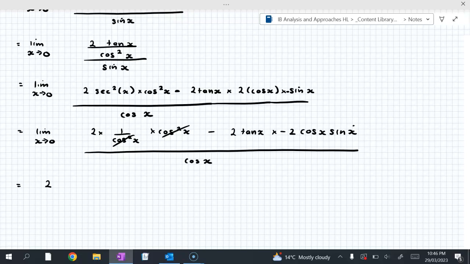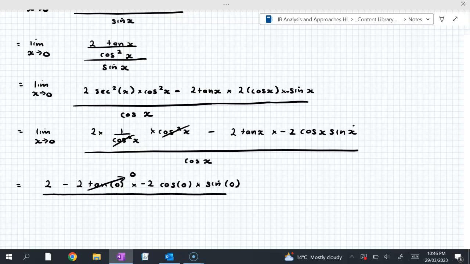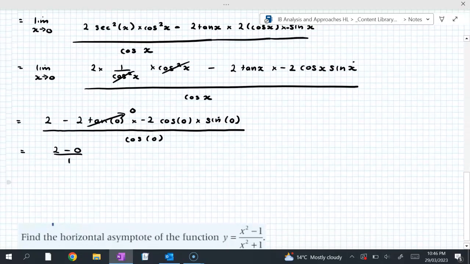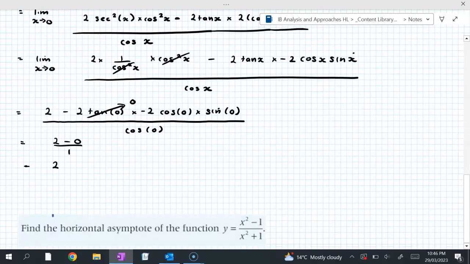So the first term is 2. So it'll be 2, take 2 tan 0 times by minus 2 cos 0 times by sine 0. And we know tan 0 is 0, so it doesn't matter what anything else is. As soon as one of those terms multiplied together is 0, the whole term is going to be 0. And that's all going to be over cos of 0. So we'll get 2 take 0 over 1, and so then the answer there will be 2.